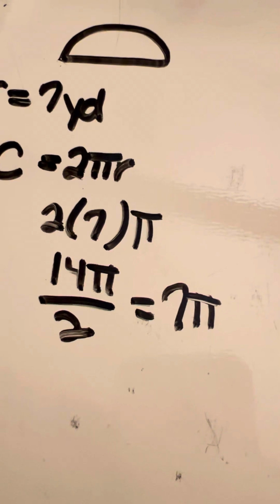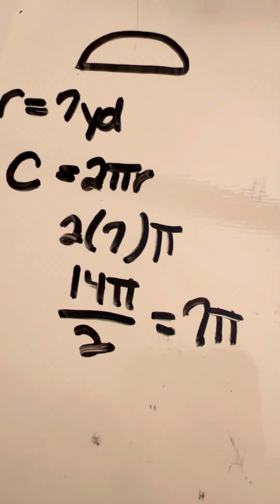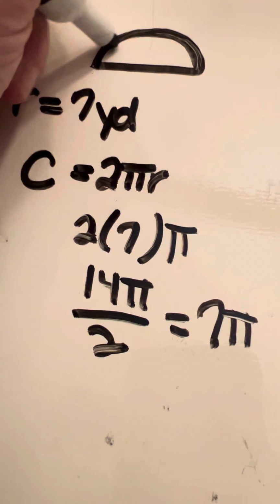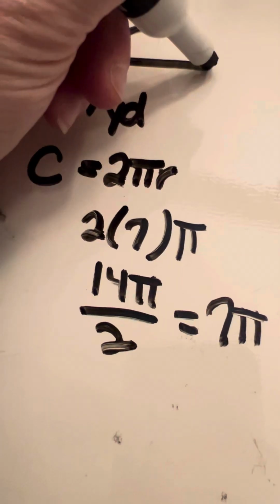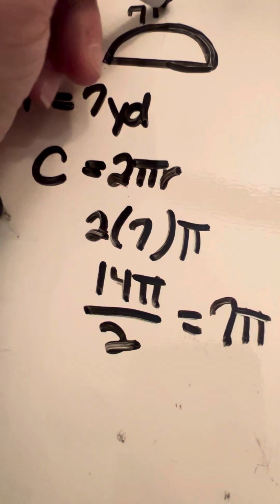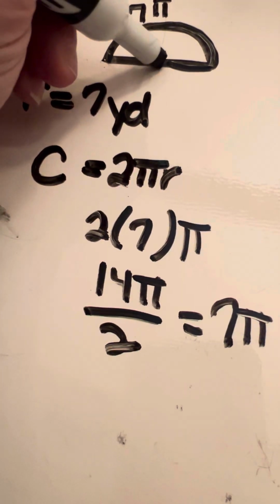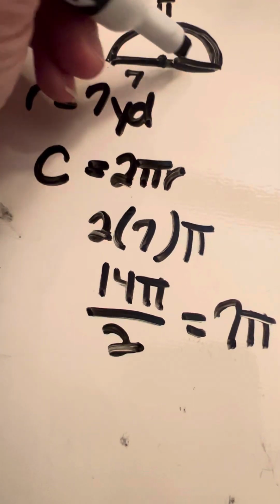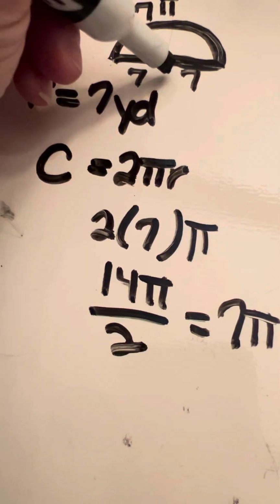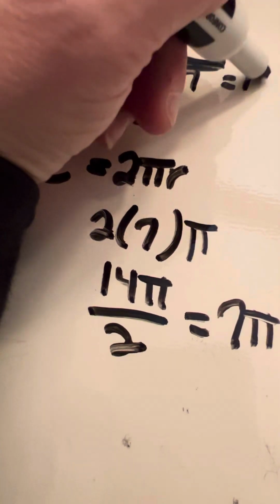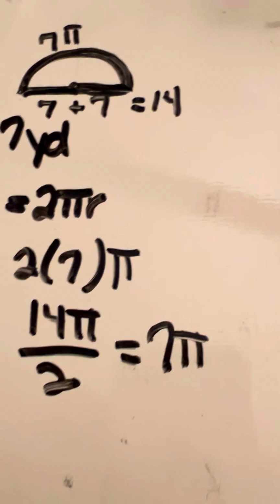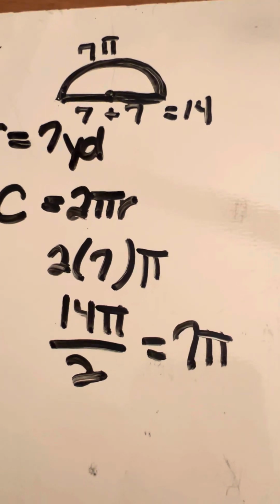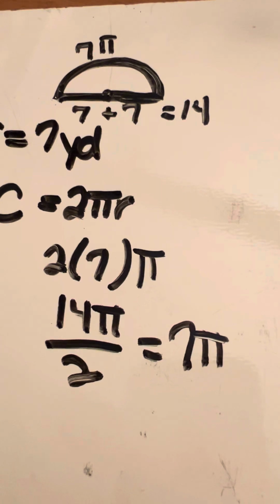But we still need to take a look at the other piece. That just takes care of this part right here, the arc part. We still need to come up with this part right here. If this part is 7 pi, and we know our radius from the center to this part is 7, that means the diameter of this piece is 7 plus 7, which equals 14. So we have 14 here, and then we have the 7 pi for the other answer.